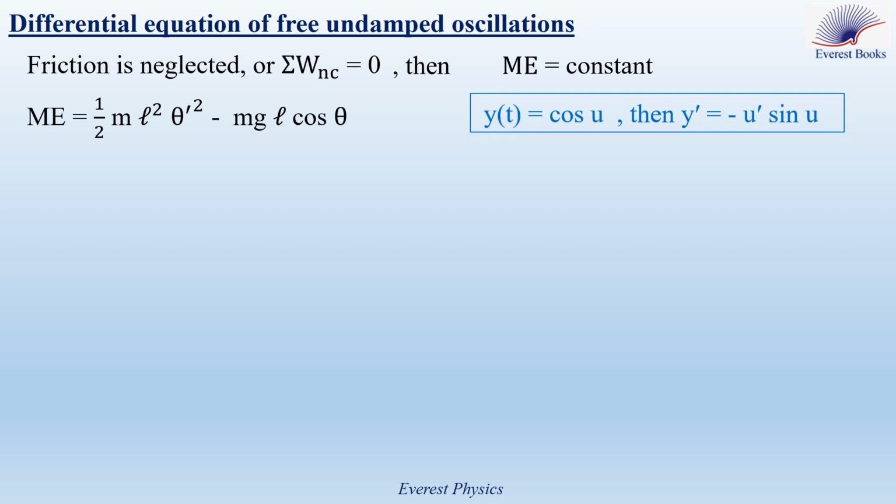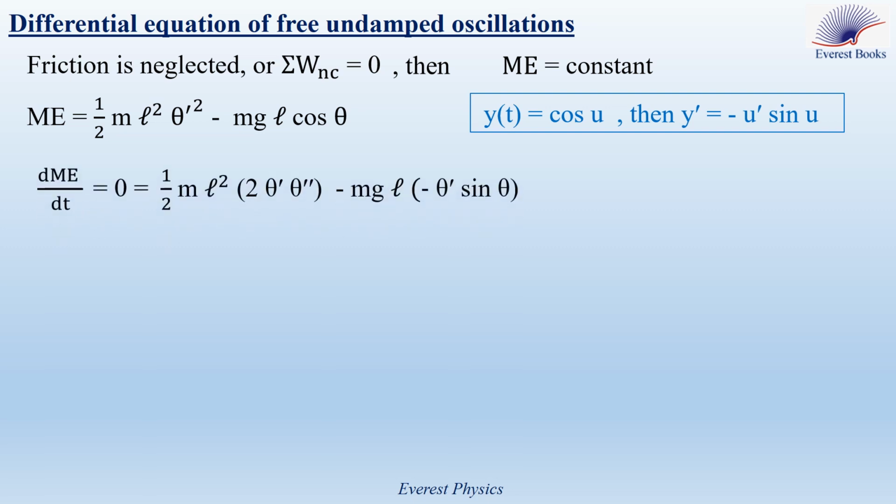Recall that if y is a function of time and is equal to cosine u, and u is also a function of time, then the derivative of y with respect to time is equal to minus u prime sine u. Now differentiate both sides with respect to time. The derivative of the mechanical energy with respect to time is equal to 0 since it is constant. Half mL squared is constant, and the derivative of theta prime squared is equal to 2 theta prime theta double prime.